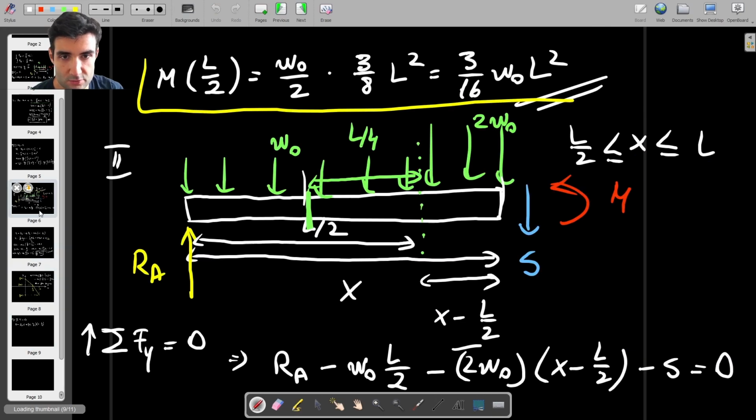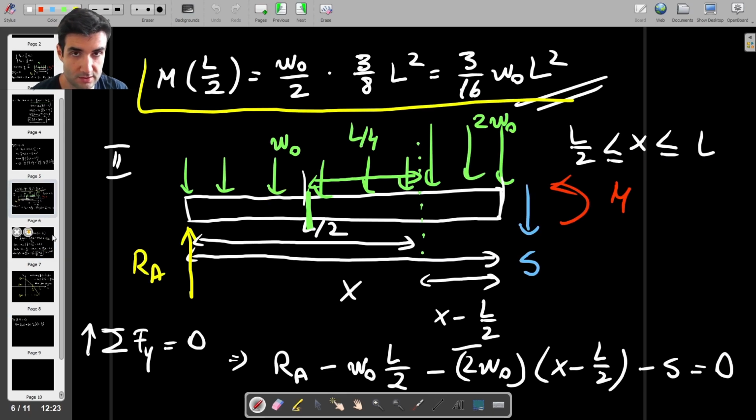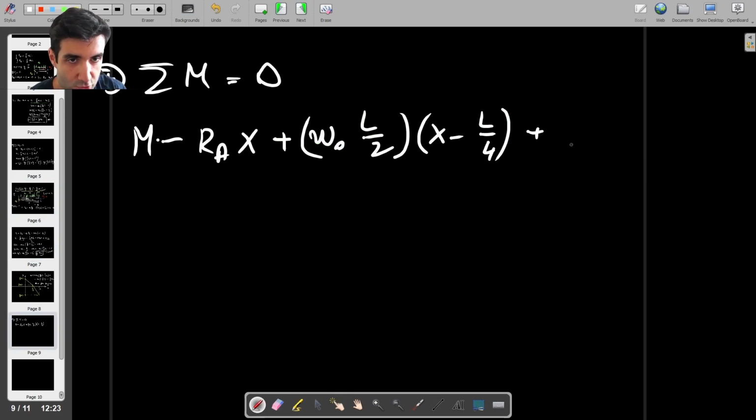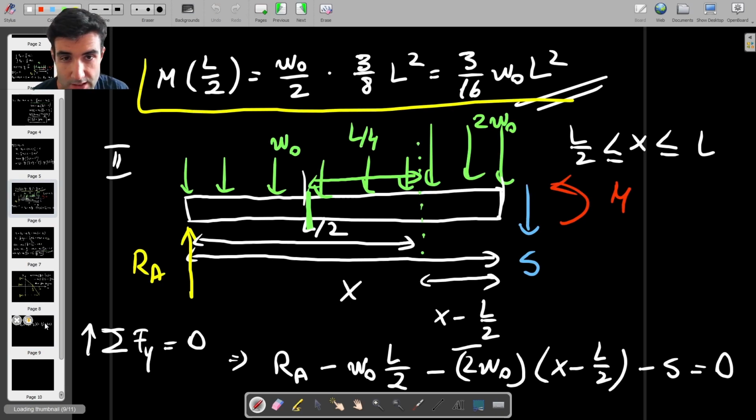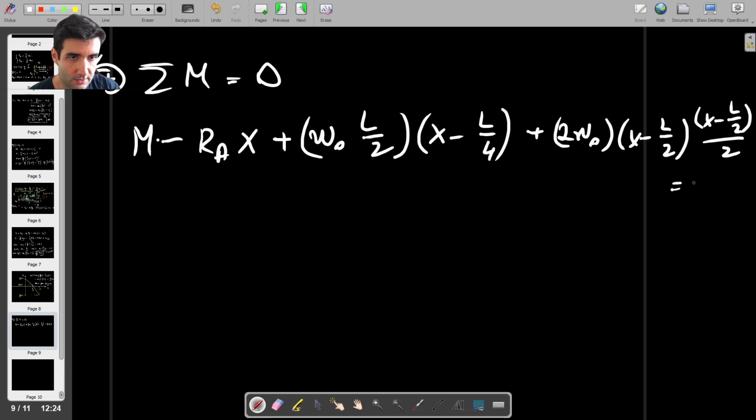And then we have the other one, the 2W naught, which creates a counterclockwise moment as well. So that's plus 2W naught multiplied by the length x minus L over 2. And you can check that the moment arm is x minus L over 2 squared. And the whole thing is equal to 0.